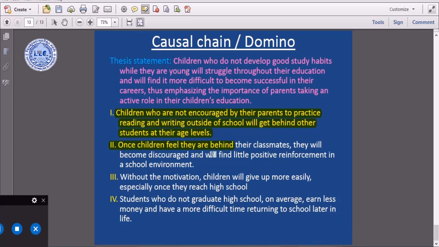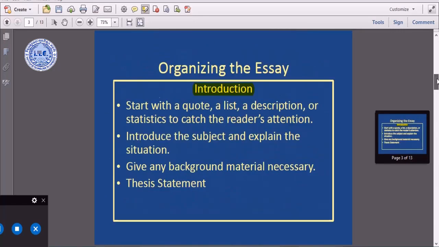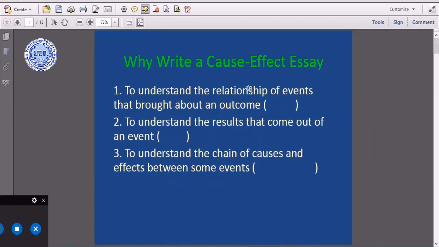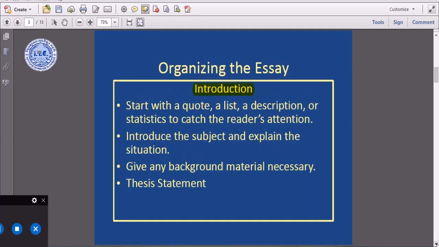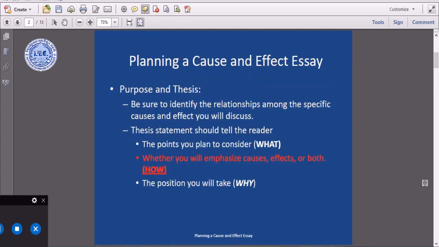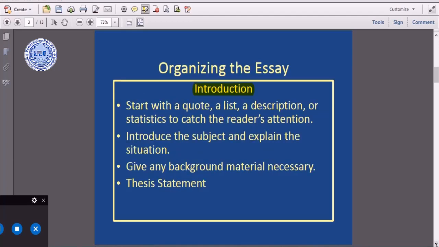Okay, so here is the end of my presentation today. I hope you get something from my presentation, and again I do this because you have learned a lot, you have read, you have talked, you have discussed a lot with your friends in Google Classroom. So let me emphasize what I have talked about. I began with why we write a cause and effect essay, and then I went to planning and organizing, how we can plan and organize essays, especially the introduction and conclusions.